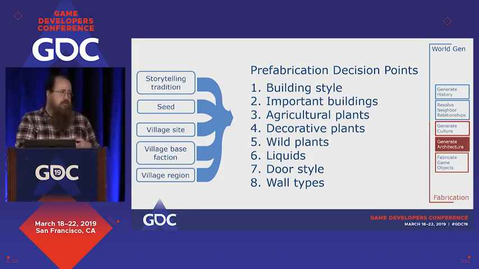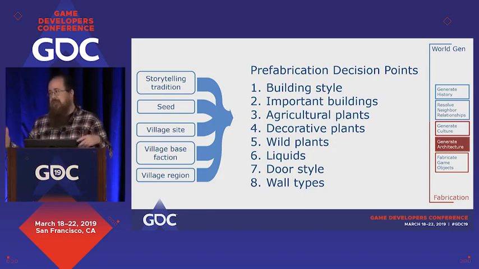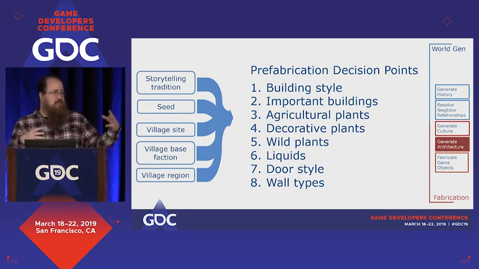What are the important buildings? This is driven by storytelling tradition, for example. What are the agricultural plants? What are the decorative plants? And you can see that these are very concrete decisions. We've gone from, this is sort of a religious village that worships goats, to they grow weeds, right?